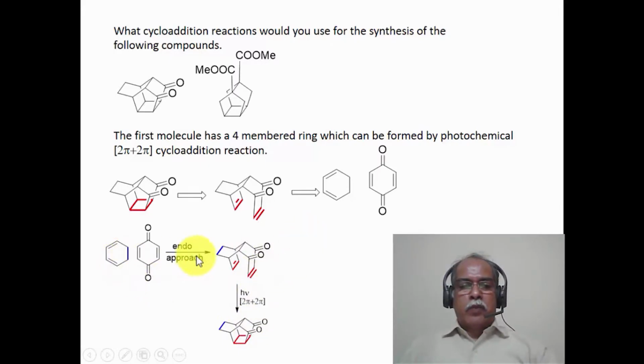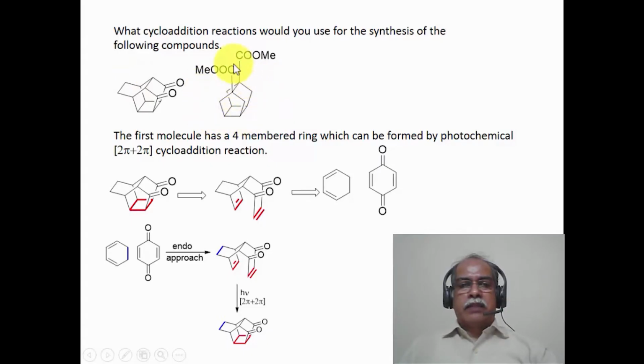So this is a thermal 4,2 suprafacial cycloaddition. This is a photochemical 2,2, which is also a suprafacial cycloaddition process. So the 2 cycloaddition process would result in the synthesis of this compound. You can also imagine the same kind of a strategy for this.